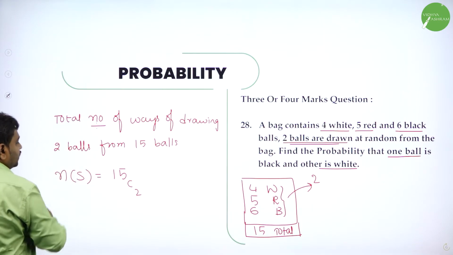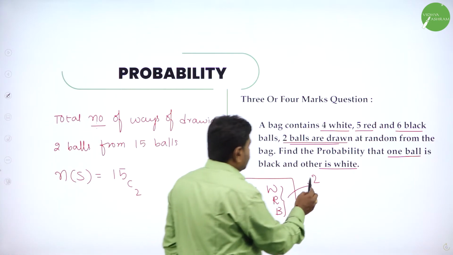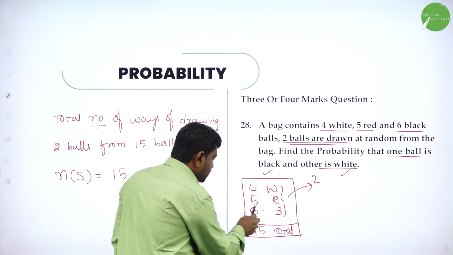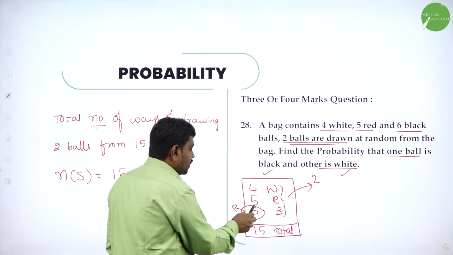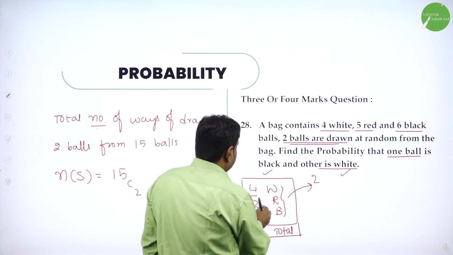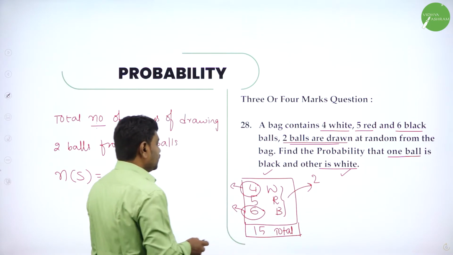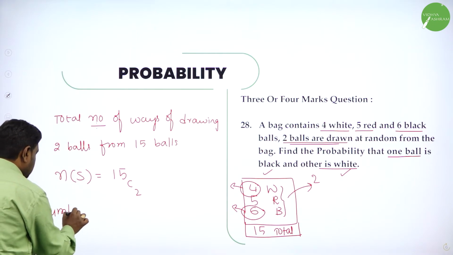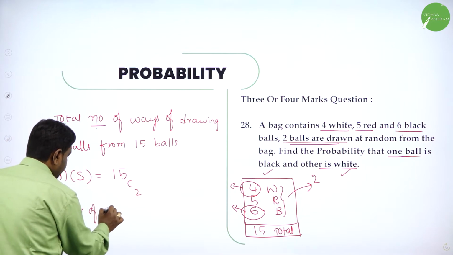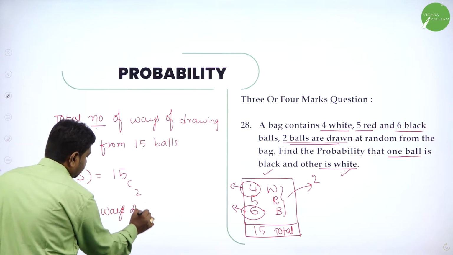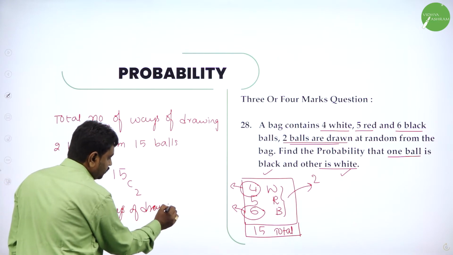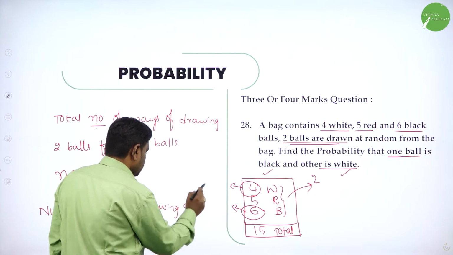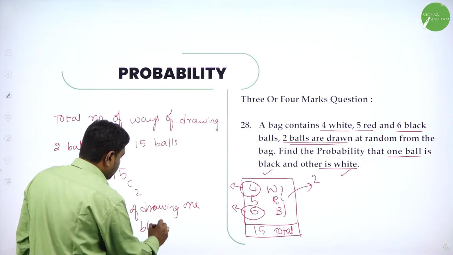Then we have done one thing. Now one ball you should draw black and one ball you should draw white. So how many black balls are there? 6 black balls are there. From this you should draw 1. And how many white balls are there? So we have 4 white balls. You should draw 1 from this. So now the number of ways of drawing 1 black ball.